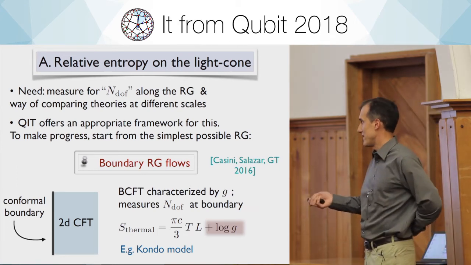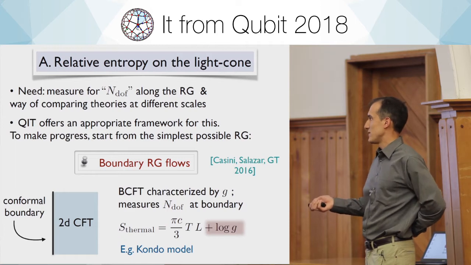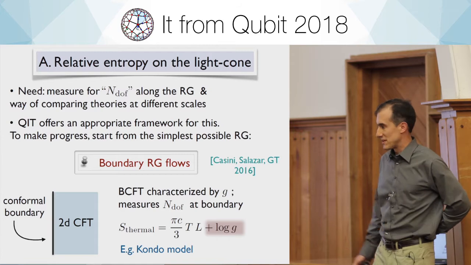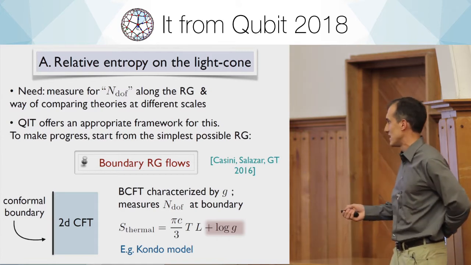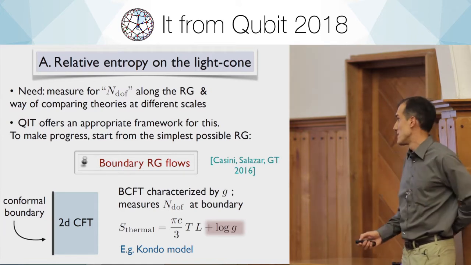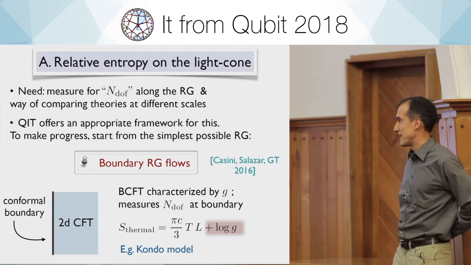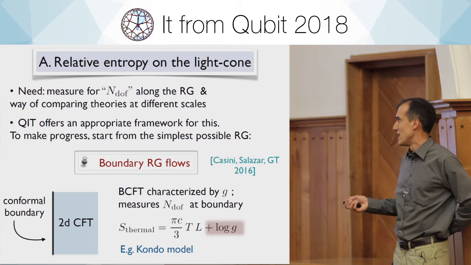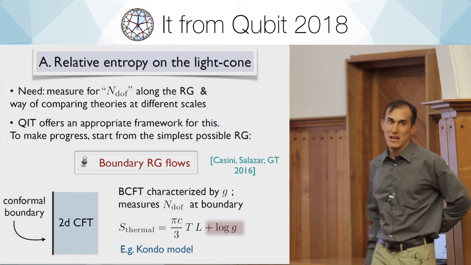And the setup is we have a 2-dimensional CFT. The CFT has a boundary, say x1 equals 0. At first, the boundary preserves half of the conformal symmetries. This is what's called a boundary CFT. These boundary CFTs are characterized by a number g. This g is very intuitive. It essentially measures the number of degrees of freedom that are localized at the boundary.